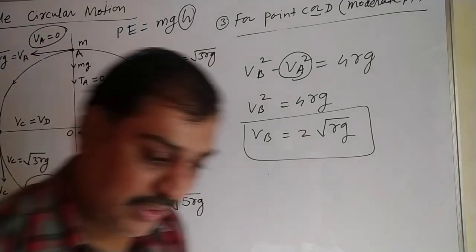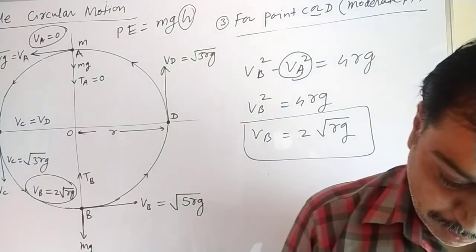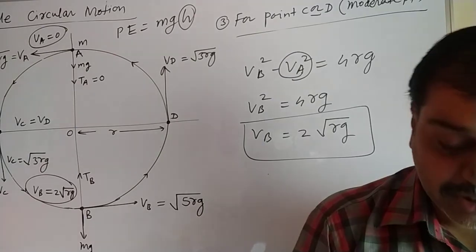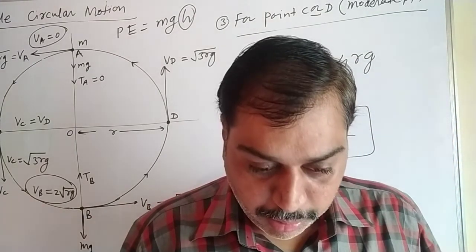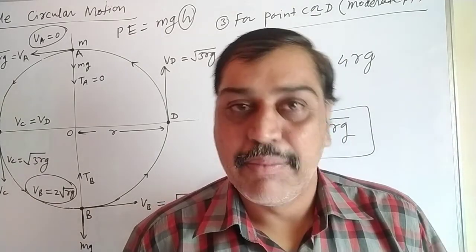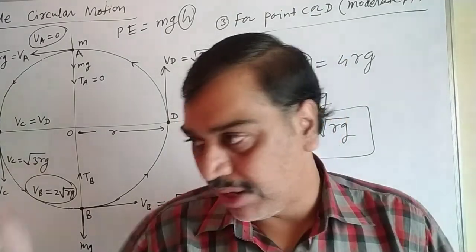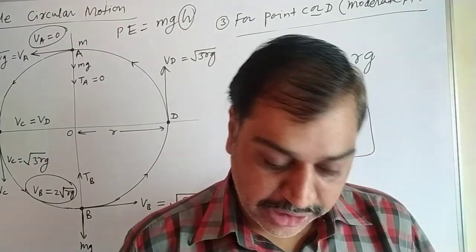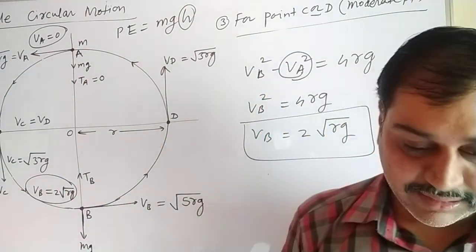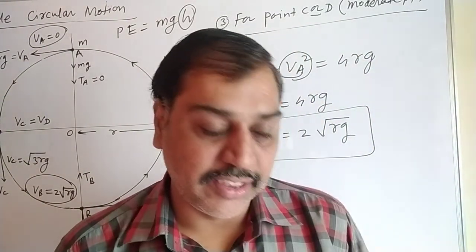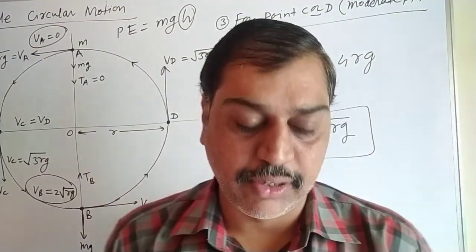Remember, VA is 0, VB is 2 root of RG. What is the change in the tension? T lowermost minus T uppermost remains the same. It is 6 mg. Basically, there is no change in tension, but there would be a change in the velocities. That is nothing but this topic. In this fashion, we have completed the vertical circular motion.